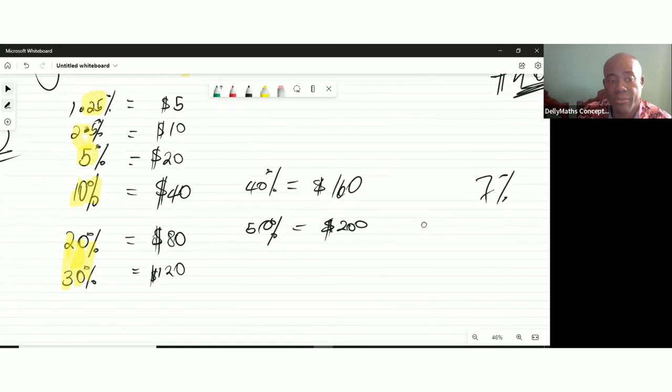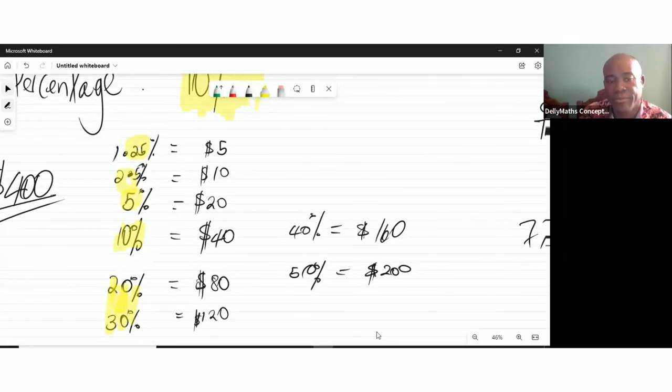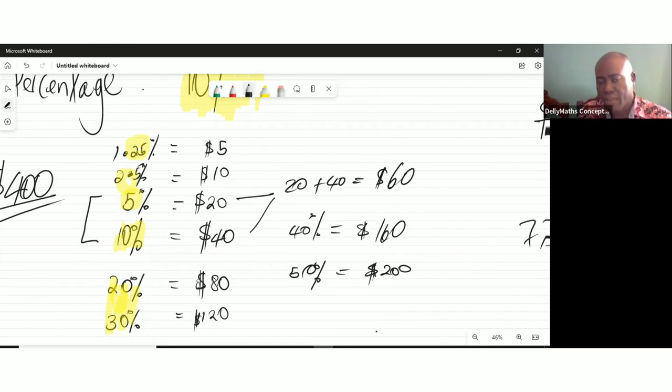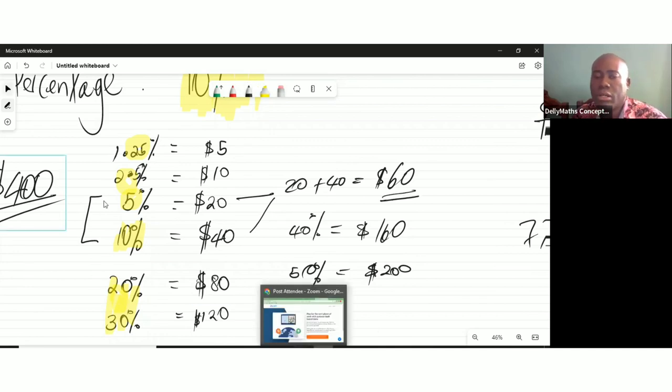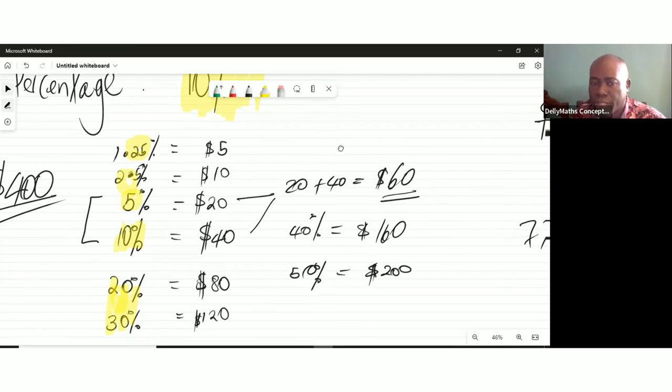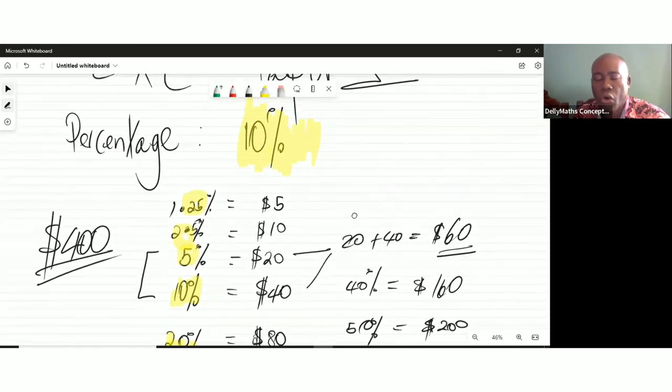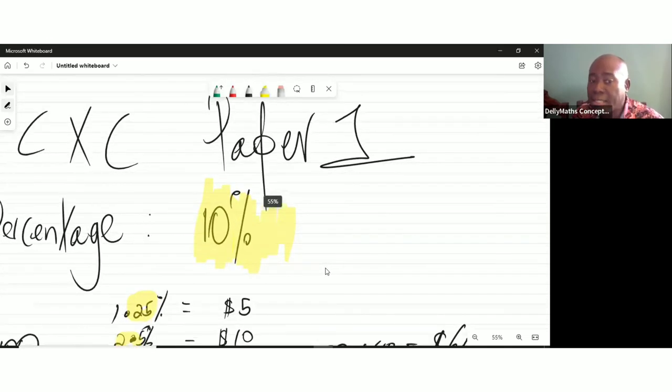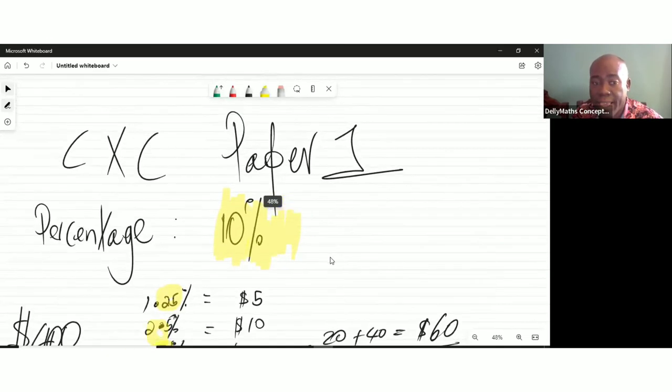What if I want 15%? 15% is to add 5% to 10%. Therefore, we're talking about 20 plus 40, and that would give $60. So 15% of 400 is actually $60. And there you go. Those are just some simple tricks as it relates to percentage for your paper one CXC. Understanding 10% is very important, guys.